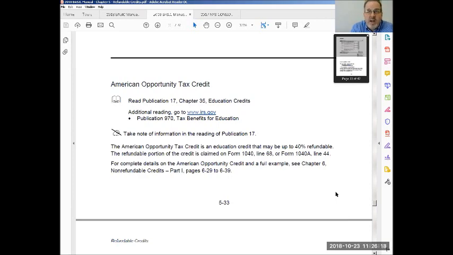You can claim it for four years, and it's not consecutive. You have to be in school for four years. So some people can get this if they went two years and then came back for two years. But once we see the form in action, you only get it for four.